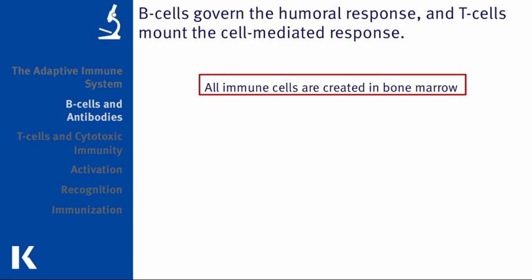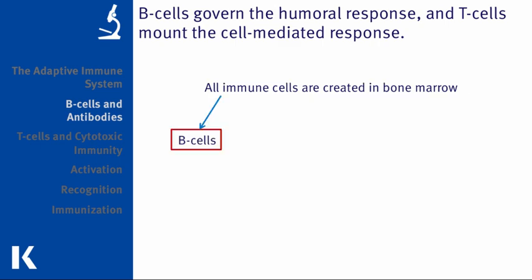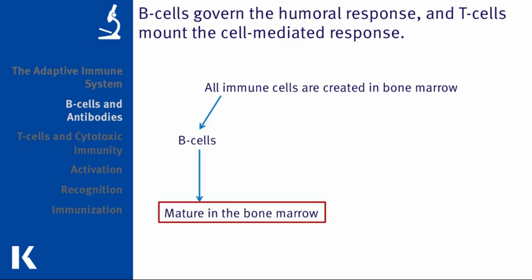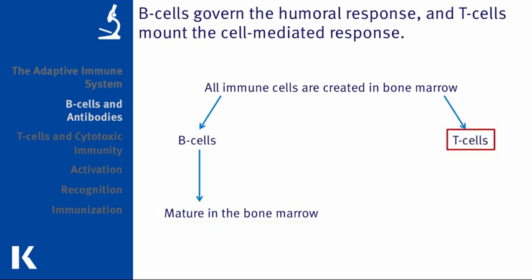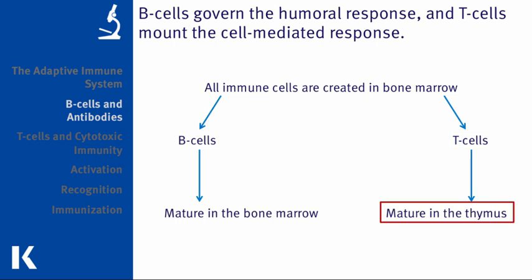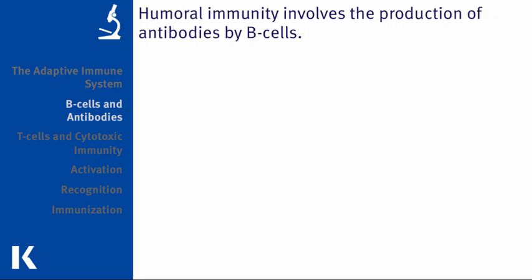Both B cells and T cells are initially born in the bone marrow, but in the case of B cells, they stay in the bone marrow while they mature into adult cells. They're then activated in the spleen and lymph nodes. On the other hand, T cells move from the bone marrow while they're immature and then develop to maturity in the thymus. Recall from a moment ago that B cells produce antibodies.